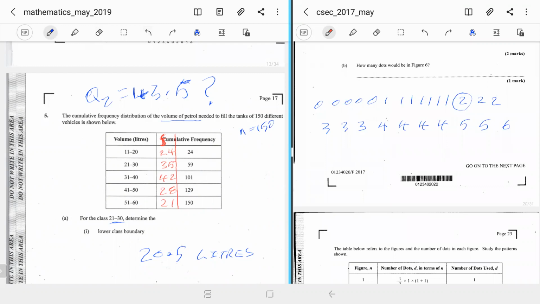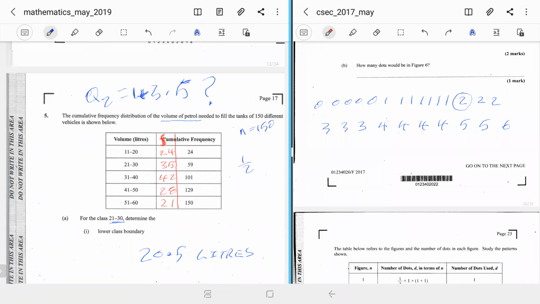Where would the median be? So would it fall between 21 to 30 and 31 to 40? No, don't tell me that. Tell me in terms of the number of vehicles. If you have 150 vehicles, which vehicle would approximately have the median amount? So the 75th one? Exactly.